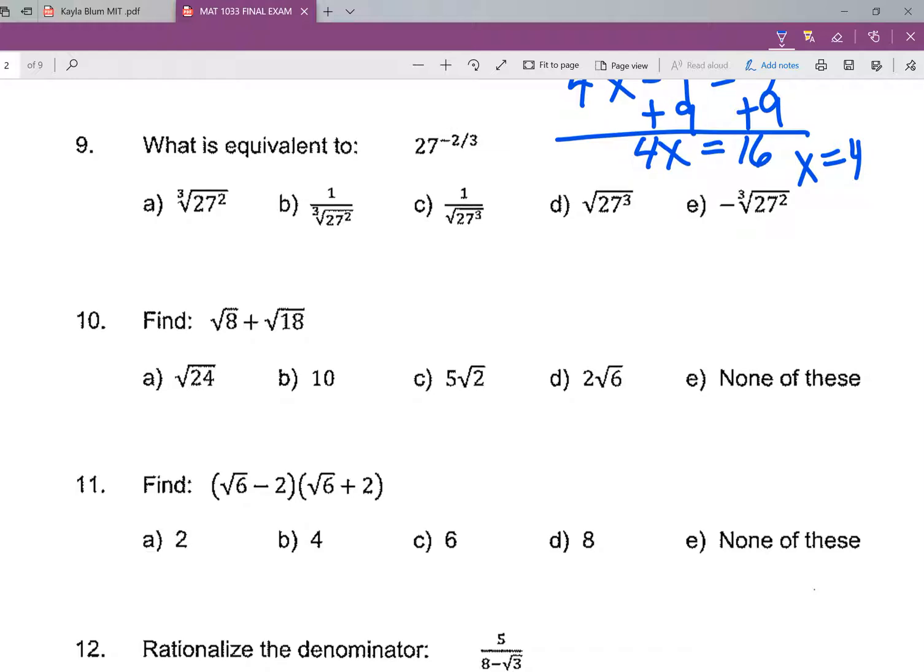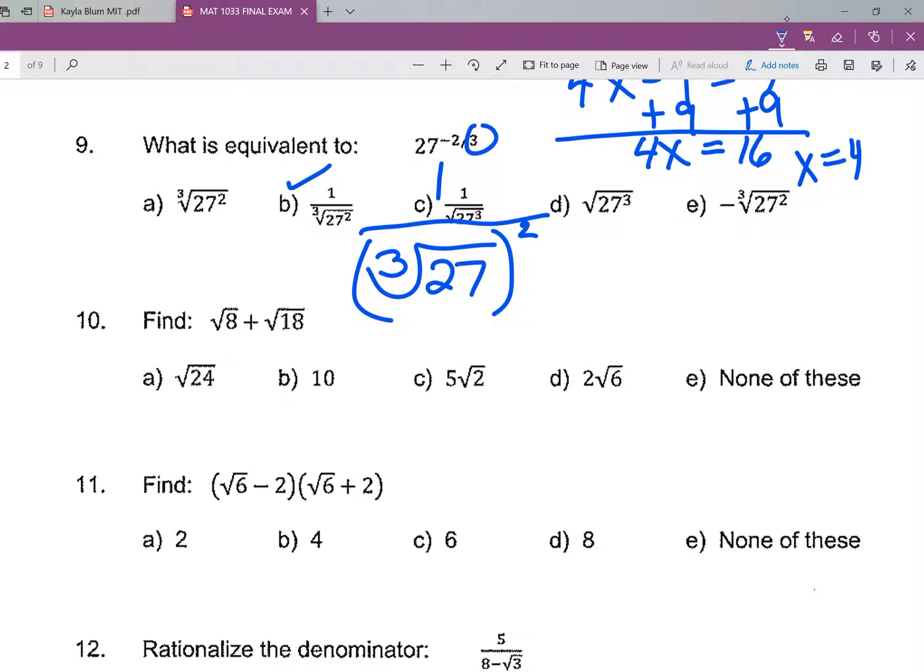Question number 9, it says what is equivalent to this? Well, first of all, this is a cube root of 27. So that's a cube root of 27. Okay, this is raised to the negative 2. So that means that this is squared, and it's underneath the fraction bar. And so if you look at your answer choices, this is answer choice B. Remember, we don't like negative exponents.